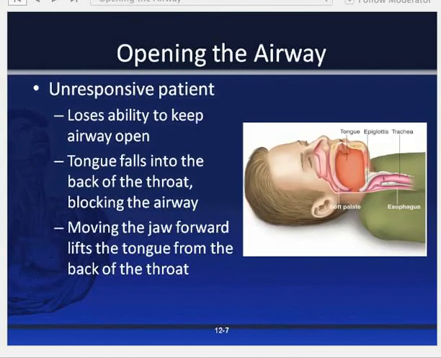One of the most important actions that you can perform is opening the airway of an unresponsive patient. An unresponsive patient loses the ability to keep his or her airway open because he's lost muscle tone. This causes the soft tissue of the throat and base of the tongue to relax. The tongue falls back into the throat, blocking the airway. Because the tongue is attached to the lower jaw, moving the jaw forward will lift the tongue away from the back of the throat.